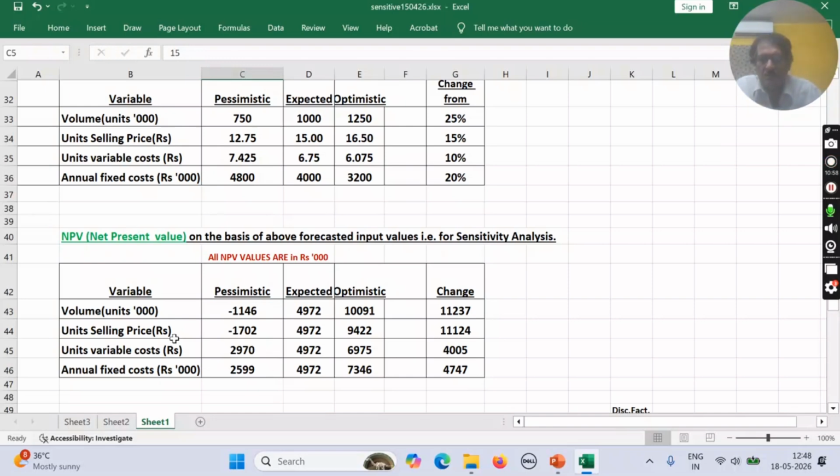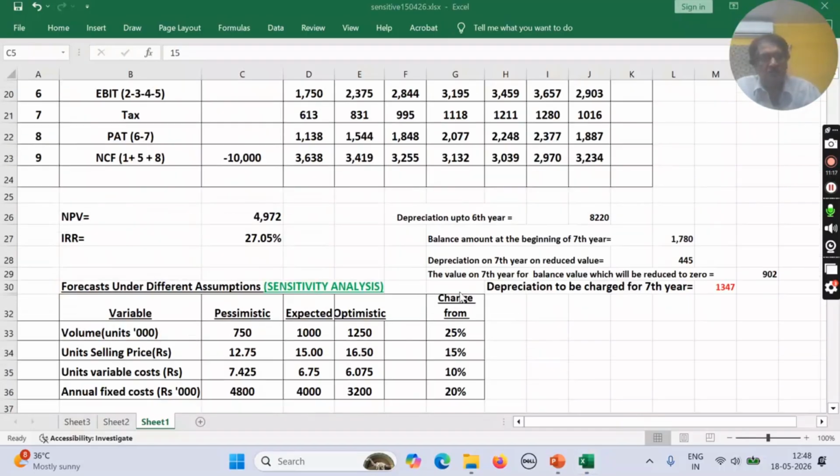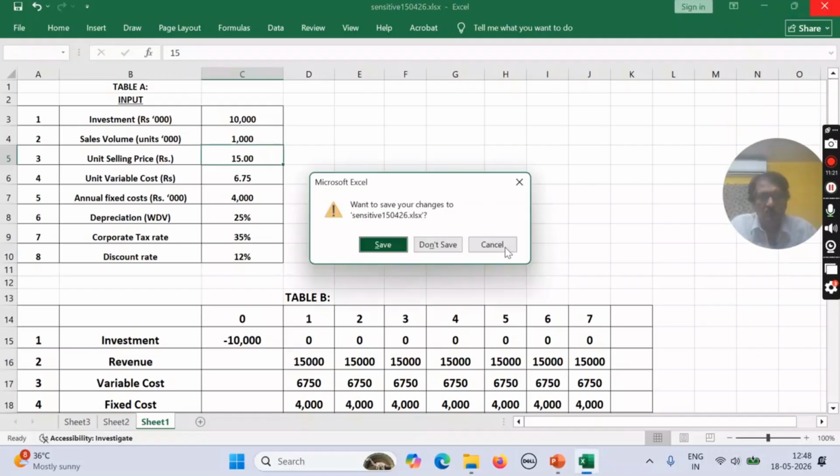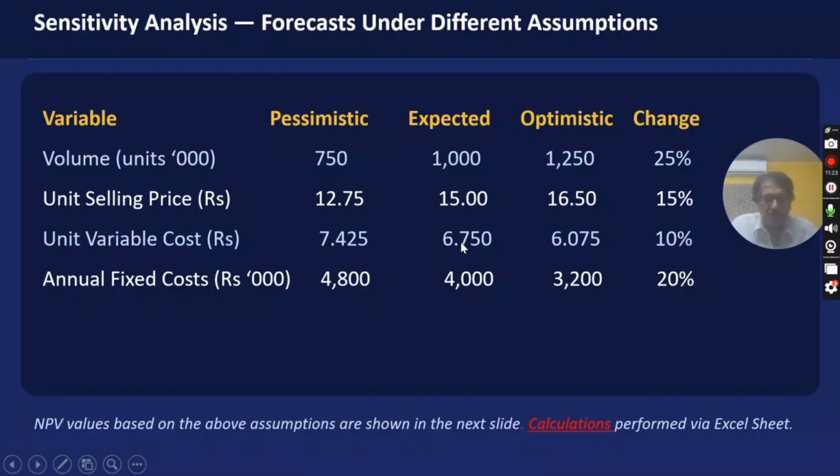So we can say these two parameters, these two variables, volume and unit selling price, are very sensitive. You should be careful in estimating these variables. And if you make any mistake, then your project may go, don't save, because we are keeping the value as it is.